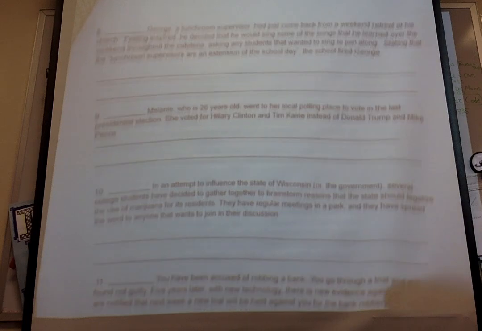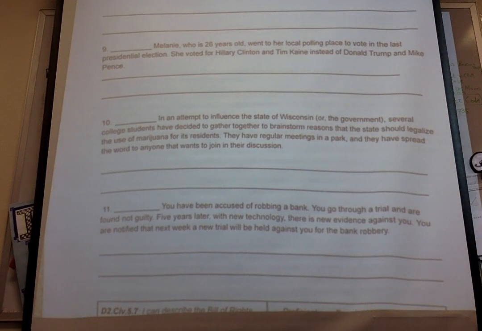Number 9. Melanie, who is 26 years old, went to a local polling place to vote in the last presidential election. She voted for Hillary Clinton and Tim Kaine instead of Donald Trump and Mike Pence. So we're talking about voting.